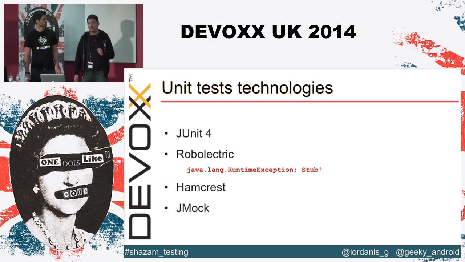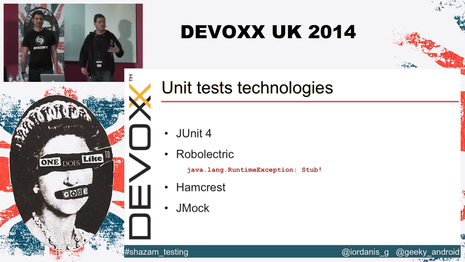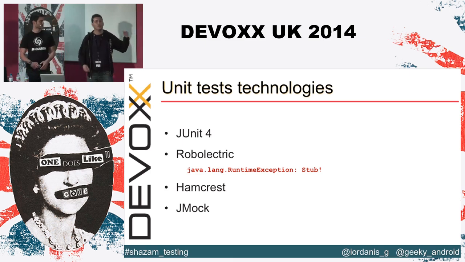But we do use Robolectric for data types. So Android provides some data types. We're called intents, bundles. There are many other data types there. And we felt that introducing an abstraction between data types was a bit of an overkill. So that's the only reason we use this. When we have to deal with Android data types, we use Robolectric to allow us to interact with them. We use Hamcrest, which allows us to write expectations in a very natural language. It also produces very nice diagnostics when things fail.